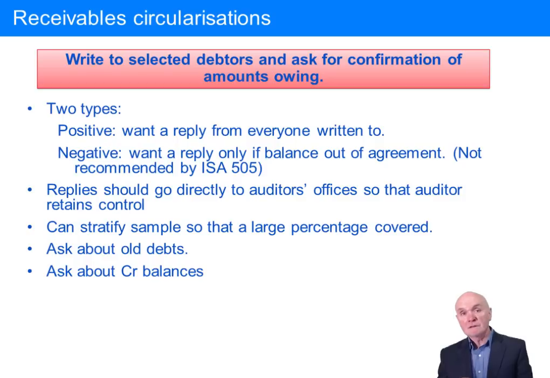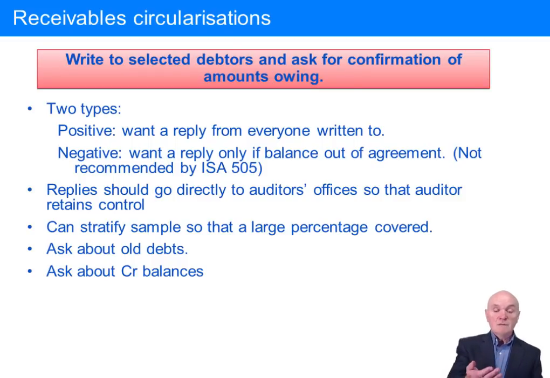Remember, when we were looking at the strength of evidence, we said evidence obtained directly by the auditor is much better than via the client. If these letters came into the client, they could look at them and say, well, that one agrees, that's one for the auditor, this one doesn't agree, I'll just throw it away. So you want to hear the good news and the bad news directly from the client's customers, so replies go directly to the auditor's offices.